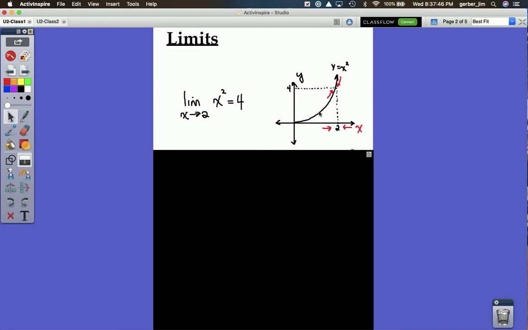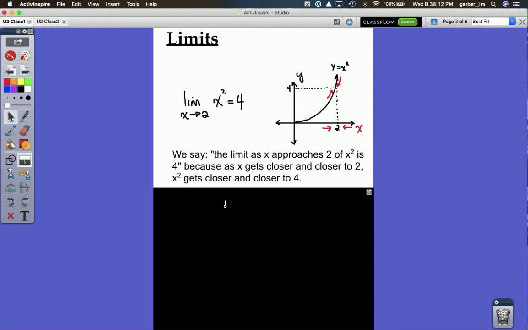In other words, as you move up this parabola, as x gets closer and closer to 2, y gets closer and closer to 4. Likewise, if we imagine ourselves on the other side of the point 2, as x gets closer and closer to 2 from the right side, x squared gets closer and closer to 4. And so we can say that the limit as x approaches 2 of x squared is 4. We say the limit as x approaches 2 of x squared is 4 because as x gets closer and closer to 2, x squared gets closer and closer to 4.